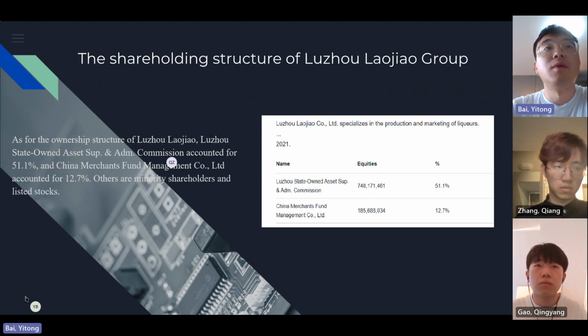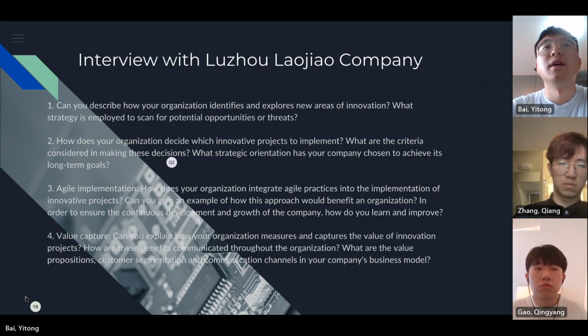As for the ownership structure of Luzhou Laojiao, the state-owned assets commission accounts for 51.1%, and the China Merchants Fund Management accounts for 12.7%. Other ministry shareholders and the listed stocks.